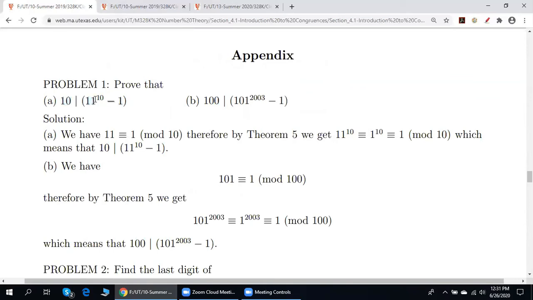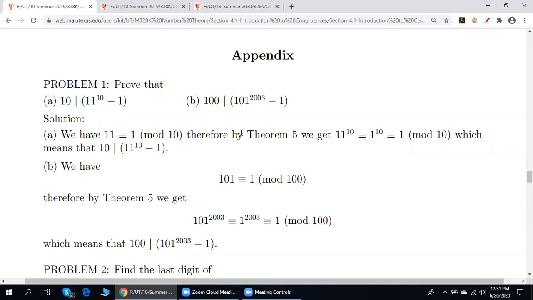Well, we can use common sense in order to prove that 10 divides this. Note that no matter to which positive integer power we raise 11, the last digit will be 1. Therefore, when we subtract 1, the last digit will be 0, which means the number is divisible by 10.